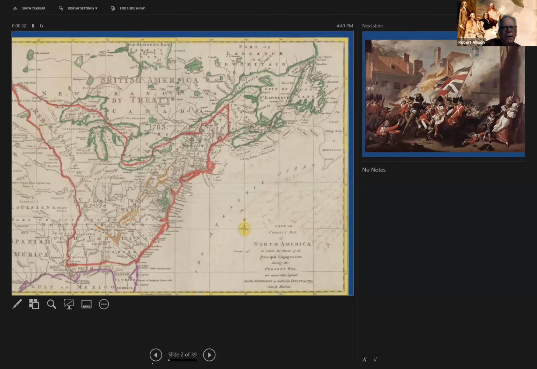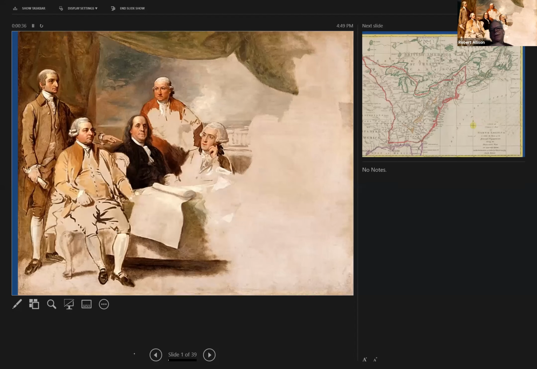So what we have here is a painting done by Benjamin West. West was born in Pennsylvania, and he goes to London to study as an artist, and he becomes the portrait painter to King George III. He's a member of the Academy in London and one of the leading artists in the English world, and he is commissioned to do this painting of the peace negotiations, which happened in Paris.